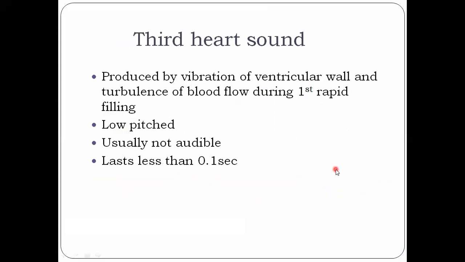Now the next is the third heart sound. So why is this third heart sound produced? The third heart sound is produced by the vibration of the ventricular blood when the blood flows from the atria into the ventricle during the first rapid filling phase. Next, what is the characteristic? It's very low pitch. Usually, it's not audible. Then the type of sound.